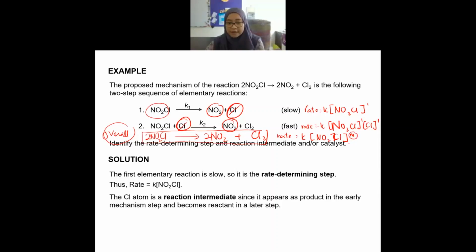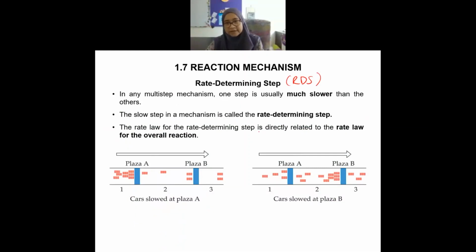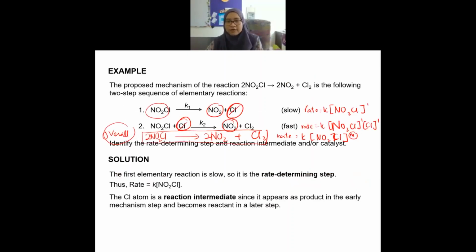So that's why I put m here. But remember this statement here is directly related to the rate law for the overall reaction. But this one is not the same. It says the slow step will be directly related to the overall reaction. What can you see that is similar here? The rate is the same, k is the same.